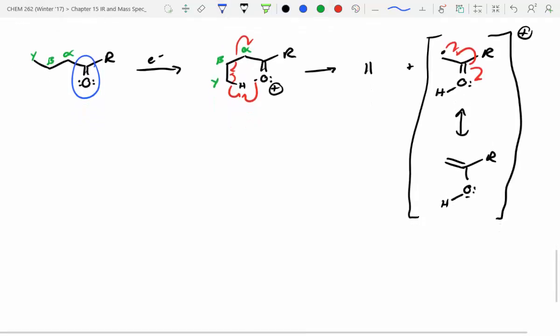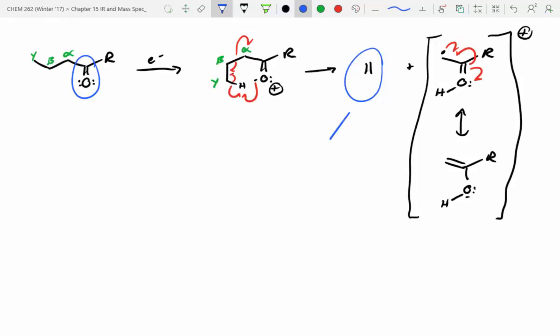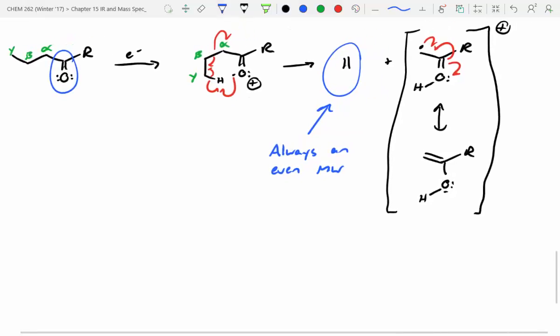So if we look at this, there's a bunch of clues you can get out. The first is this fragment is always an even molecular weight, right? And so that's that clue with the McLafferty. You always get the loss of the even molecular weight fragment. The other thing that's kind of cool is depending on the identity of this R group, you can determine the identity of your ketone or aldehyde. So let's make some notes.